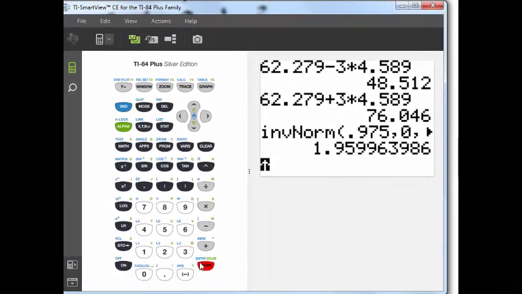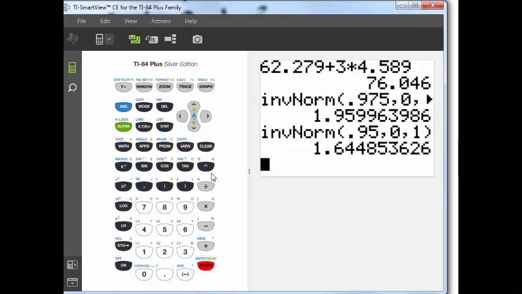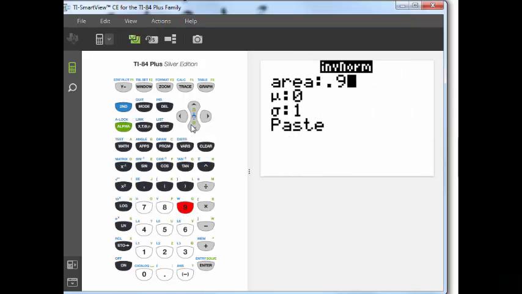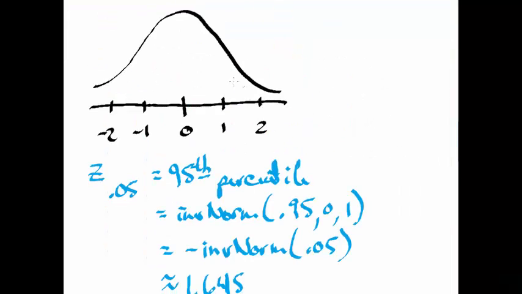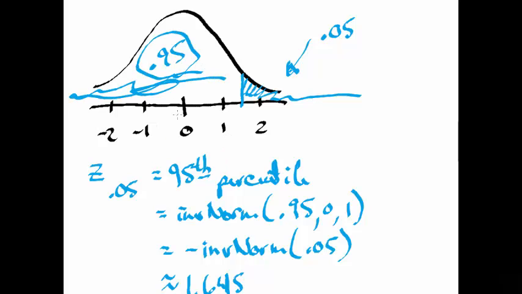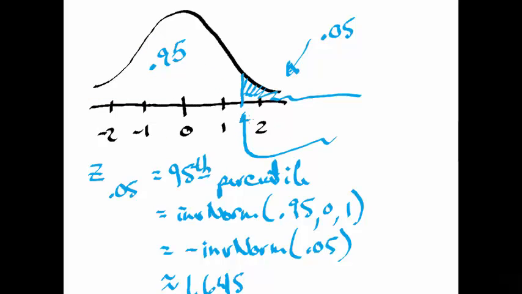So if I do INV norm of 0.95, I get 1.64 something. Okay, also if I do negative INV norm of 0.05, then I get the same thing. Exactly the same thing, 1.645 approximately. So if I go to about 1.645, that's about here. This area here is 5%. This is 95%. The stuff out here in this white area is 95%. And this mark is the 95th percentile, and we found it. It's 1.645. It's the 95th percentile under a standard normal.